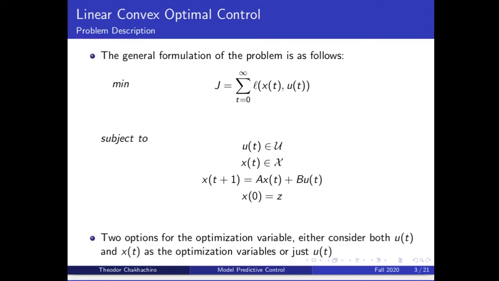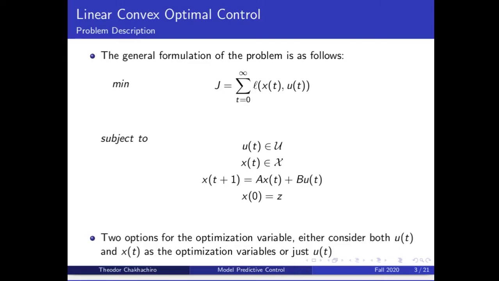In the linear convex optimal control problem, we want to minimize the cost function J, which is the summation from 0 to infinity of a function that depends on both x of t and u of t, where x of t is our state vector and u of t is our control input. We are imposing some constraints: u of t, our control input, should be feasible, and thus we limit it to our script U set, and x of t should also be achievable, and thus should be in our script X set. Our dynamics are also linear, x of t plus 1 is equal to A x of t plus B u of t, and our initial condition is x of 0 equal to z.